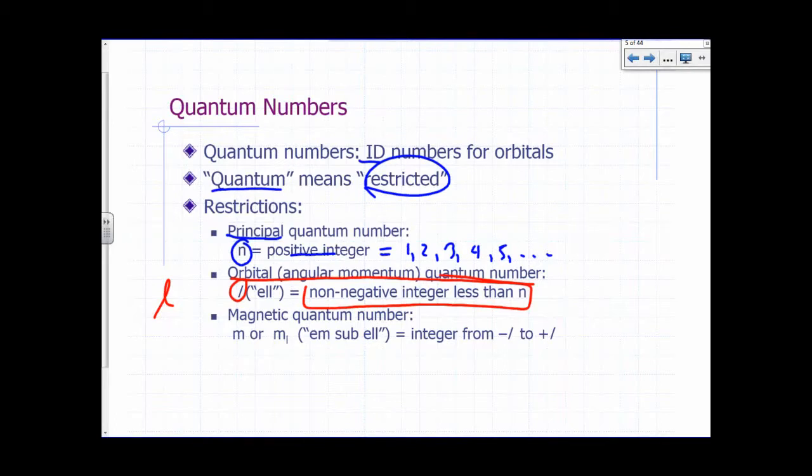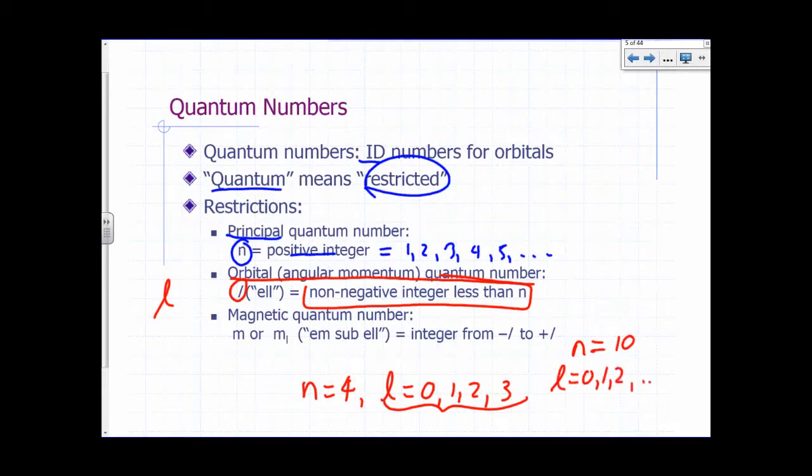What does that mean? If n is, for example, 4, then the allowed values of l would be an integer less than 4. Okay, so 0, 1, 2, 3. Those are the allowed values for l if n equals 4. Okay, if n equals 10, what are the allowed values of l? It will be 0, 1, 2, all the way to 9. Remember, 0 is a non-negative integer.